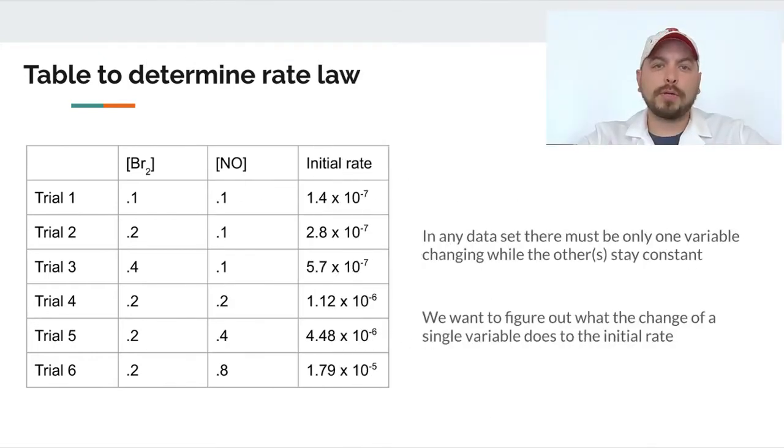Let's figure out how to use data to determine the rate law of a chemical reaction. Normally, you're going to be provided with data that looks a lot like this. You're going to have multiple trials, as well as the initial concentrations of your reactants and the initial rate. Remember, the initial rate is the instantaneous rate at time equals 0. So if we look at these different trials, any good scientific experiment is going to hold all variables constant except for one, which will be changing.